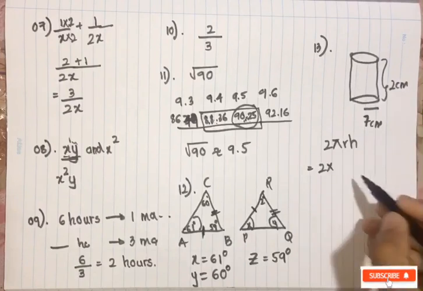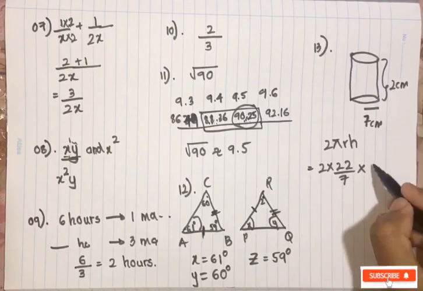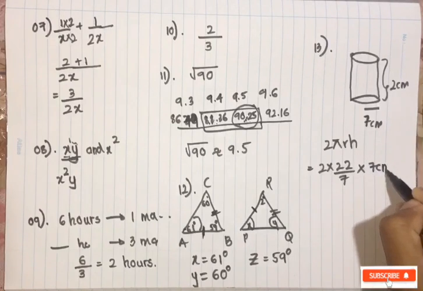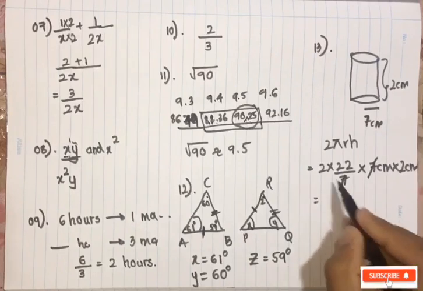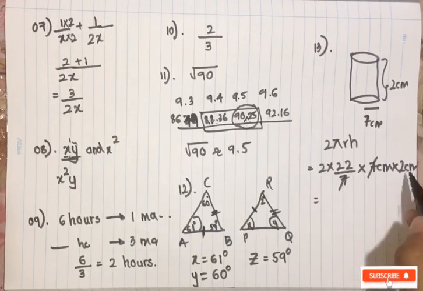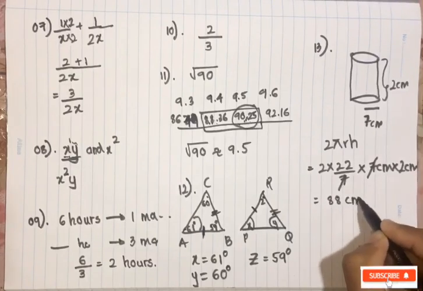2 pi, they have asked you to take as 22 over 7. So substitute r equal to 7 centimeters, h equal to 2 centimeters. There you can cut these two. 2 times 22 is 44, and 44 times 2 is 88. Centimeter into centimeter will give you centimeter squared.